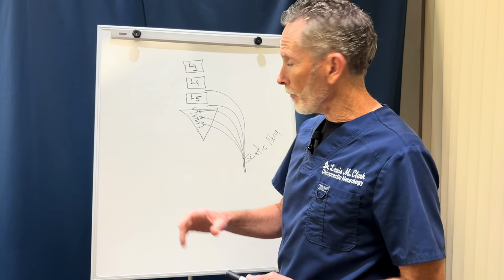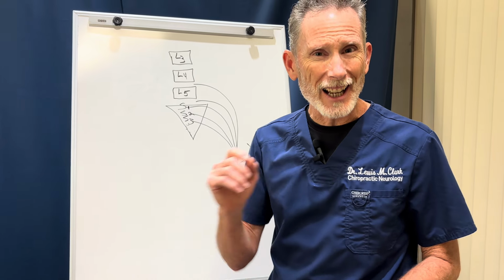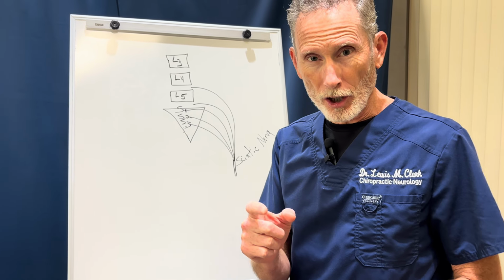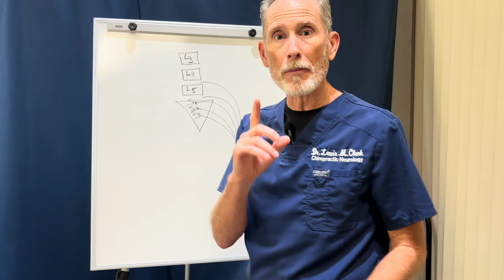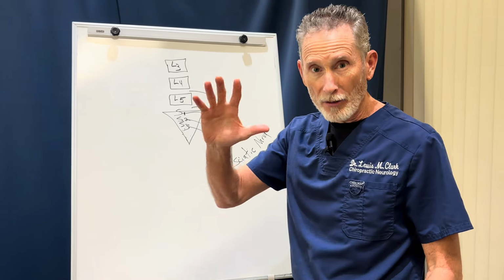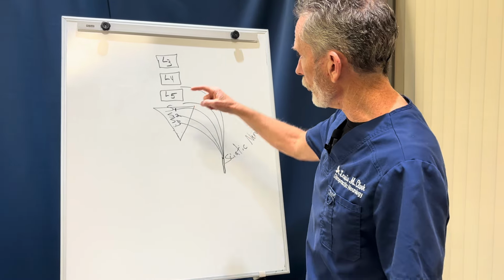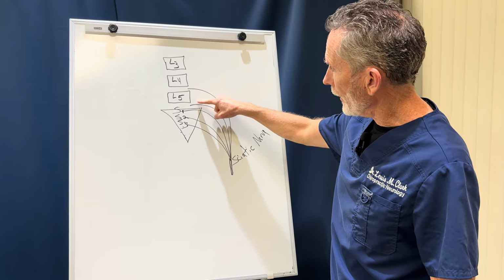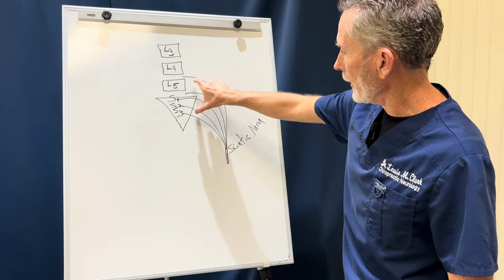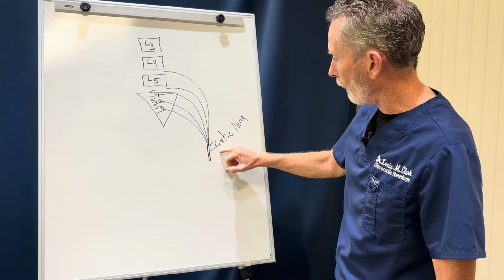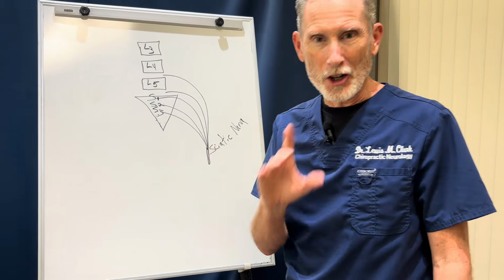So first of all, let's talk about the sciatic nerve. The sciatic nerve that comes out of your back and goes down your leg is actually made up of 5 nerve roots. Those nerve roots are L4, L5, S1, S2, and S3. These come together to form the sciatic nerve.